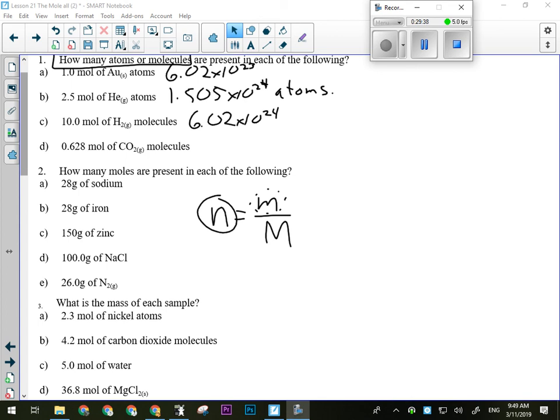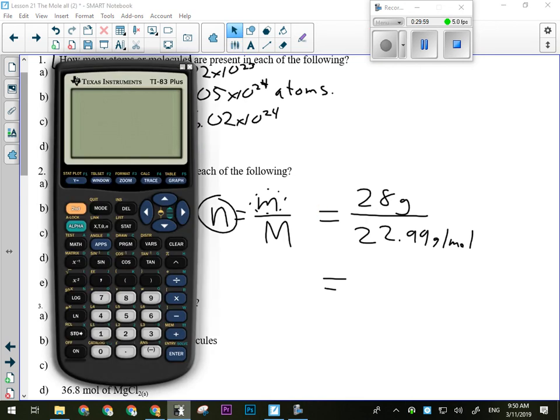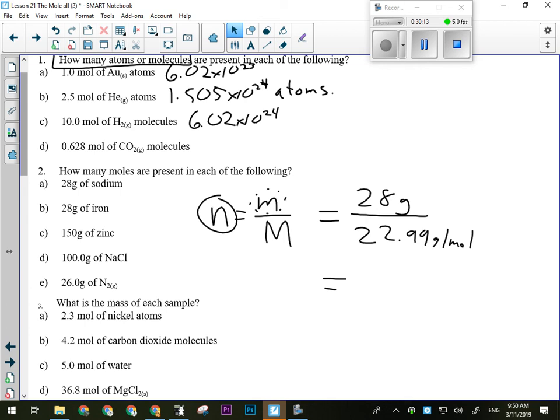For question A, we want to find the number of moles, so that's N, of 28 grams of sodium. They told us what m is, so we just have to plug in our numbers. We have 28 grams, and we divide that by the molar mass of sodium, which is 22.99 grams per mole. We get 1.22 moles. Everybody okay with that one?